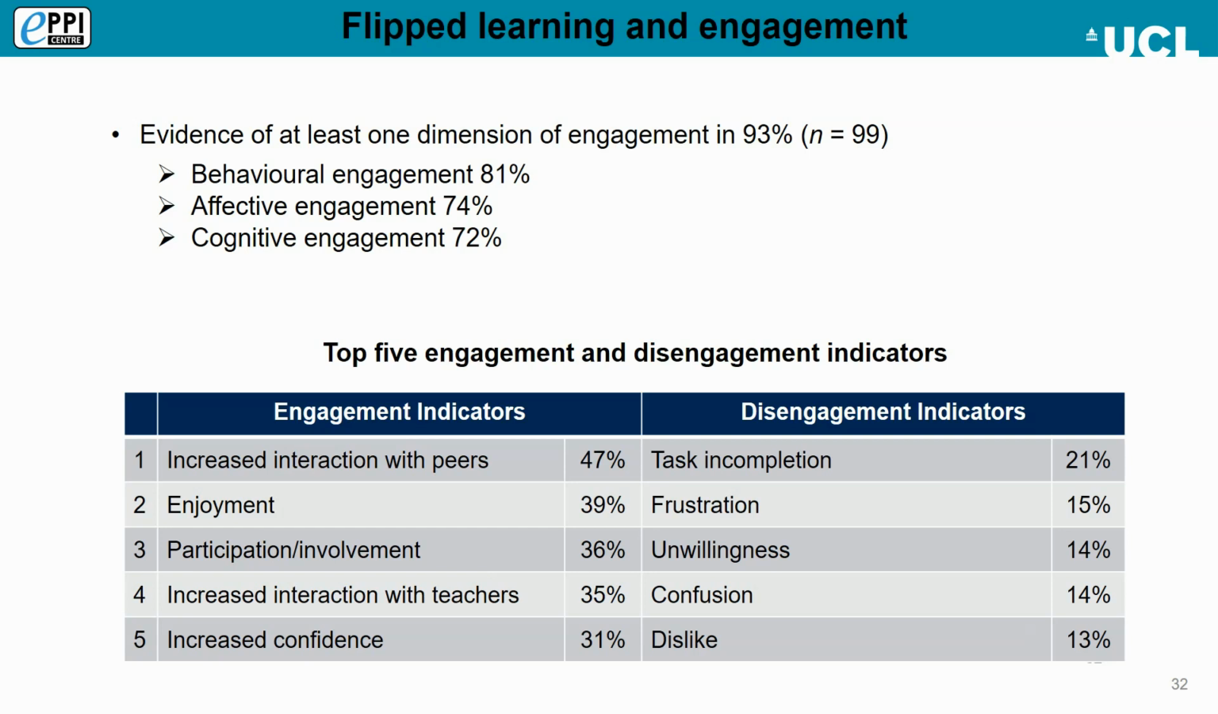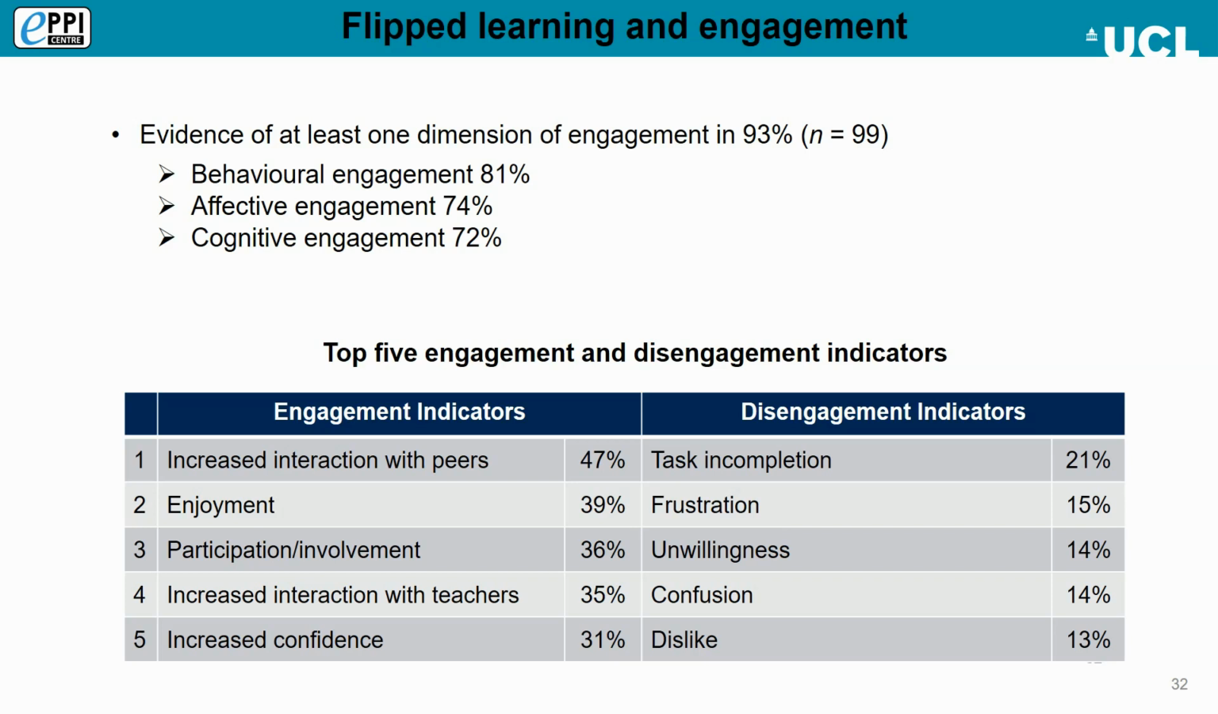The top 5 engagement indicators were increased interaction with peers, enjoyment, participation involvement, increased interaction with teachers, and increased confidence. And I think these are some of the benefits of flipped learning that are mentioned many times. It's that increased involvement and interaction that it can promote, especially when those collaborative opportunities are available in the group space.